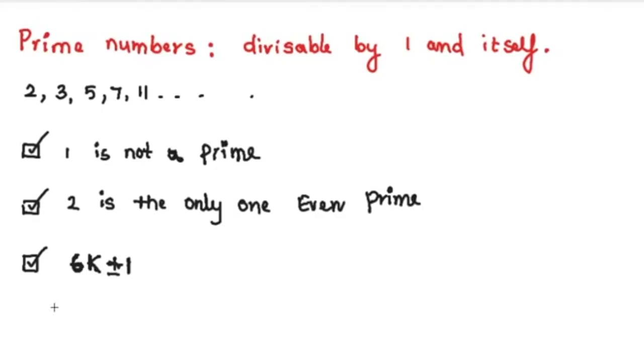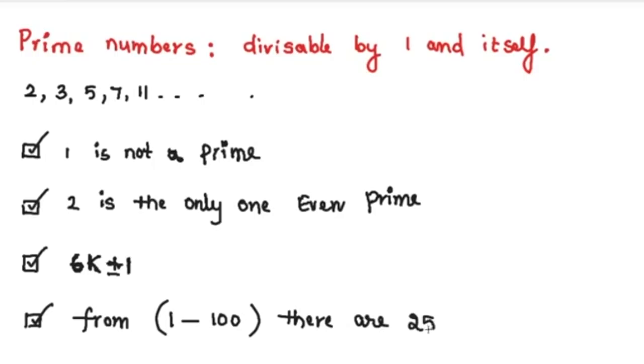Remember this point. And a very important point which I want to convey here is, from 1 to 100 there are 25 prime numbers. From 1 to 100 there are 25 prime numbers. So just remember this point, and based on this point, so many times they give a question: what percentage of the numbers from 1 to 100 are prime numbers? Your answer is simply 25%.